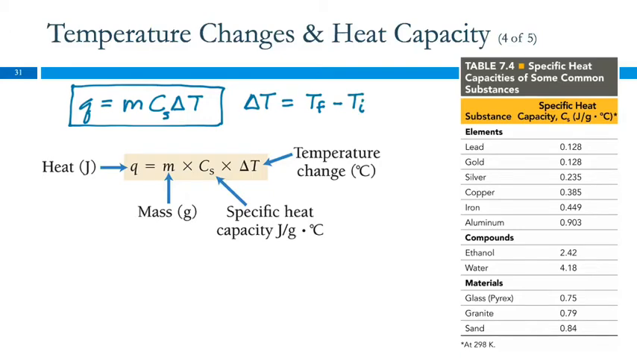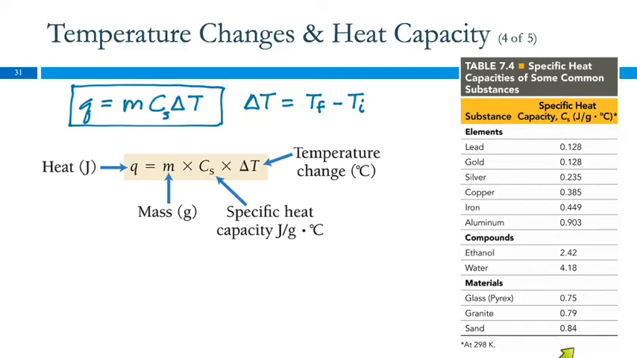The temperature change may be positive or it may be negative. Positive means the temperature went up. Negative means the temperature went down. And then we have the specific heat capacity. So specific heat capacities will either be given to you in the problem or you'll have the ability to look them up. They are not something that you memorize.